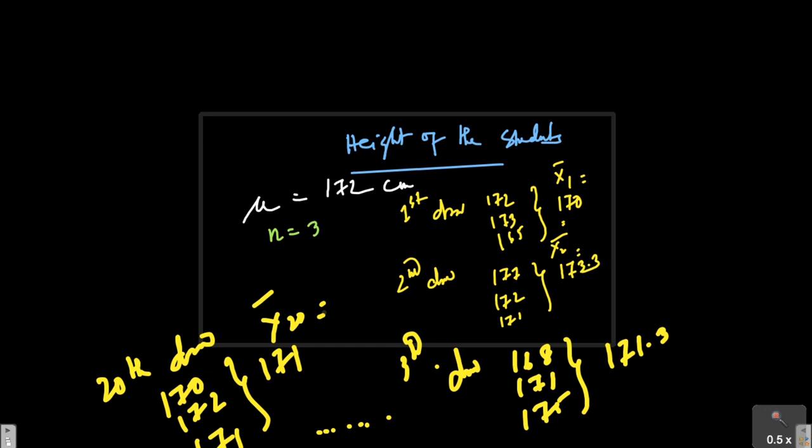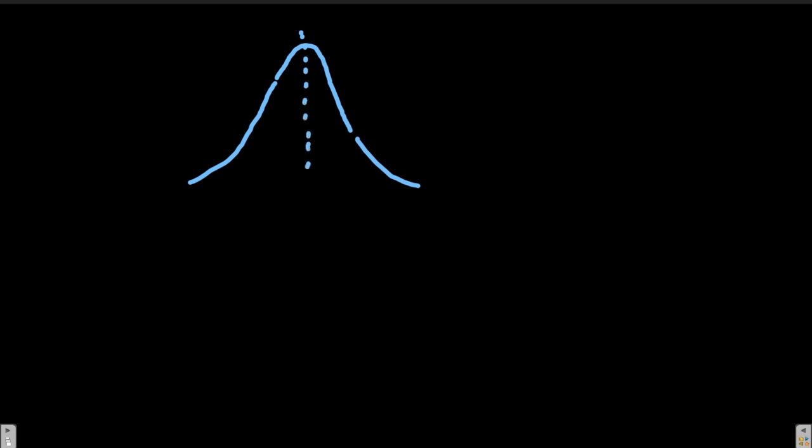So I got all the different sample means, and I will construct the confidence interval using the sample means. Let me now draw a distribution, the original distribution of all the samples, and let's say this is the true population parameter, mu equal to 172.